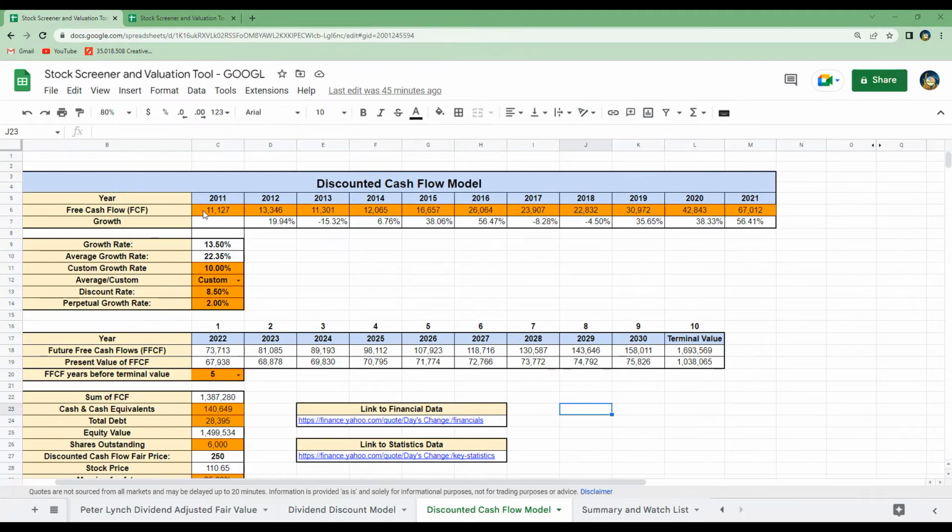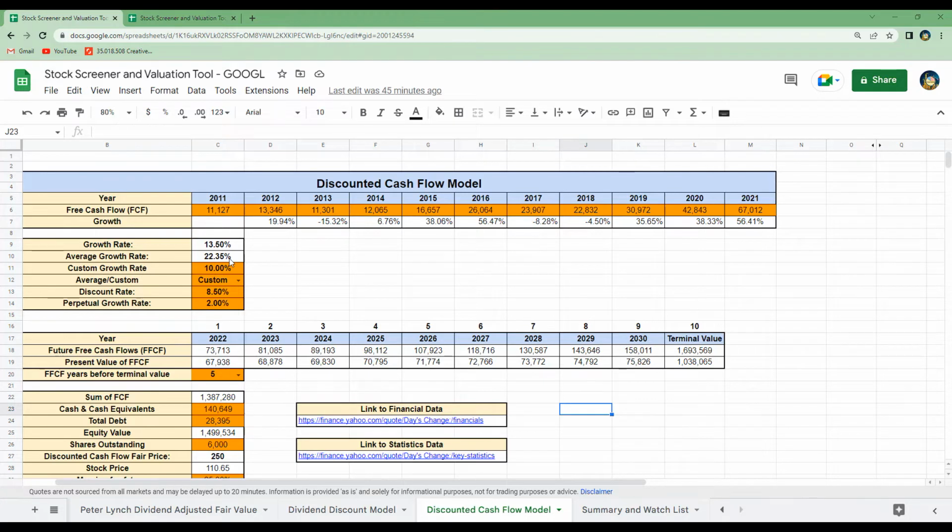And here I've added the free cash flows of Google from 2011 up to 2021. During the Corona crisis, Google had some good years, just like many other tech companies, where I can see that the free cash flows increased quite dramatically. And by using these numbers, we find an average growth rate of 22.35%.